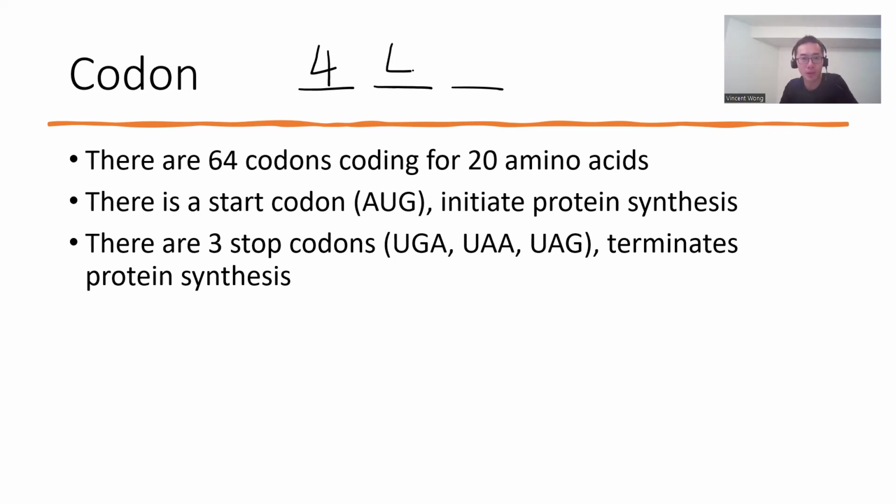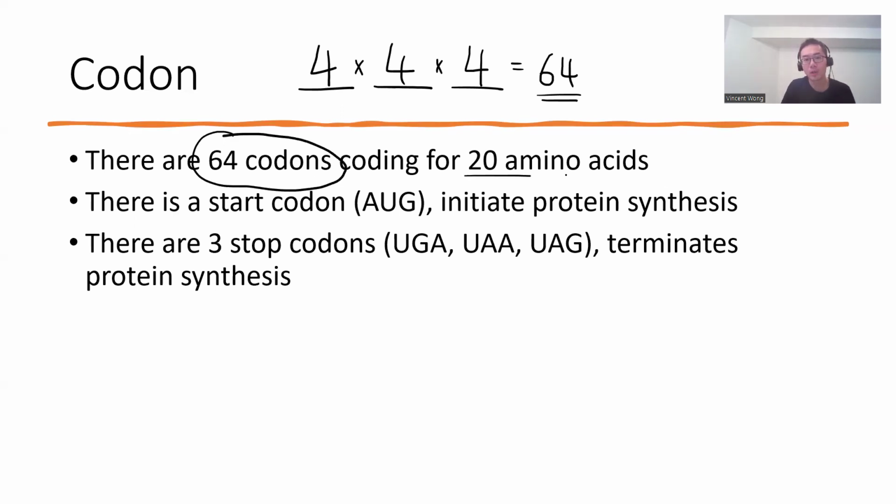4. That's right. Also A, C, U, G, right? And then another 4. So 4 times 4 is 16. 16 times 4 is 64. So there are a total of 64 codons.